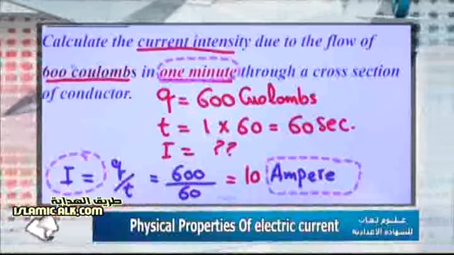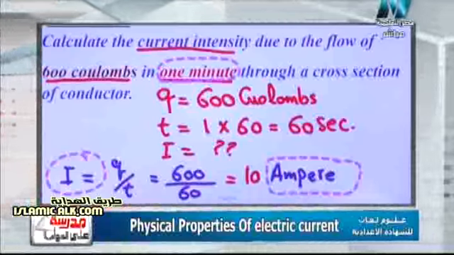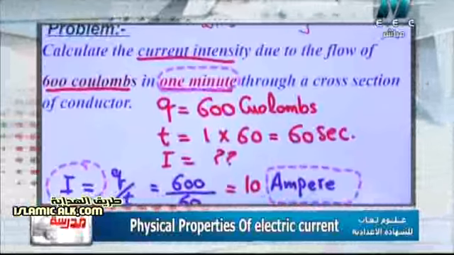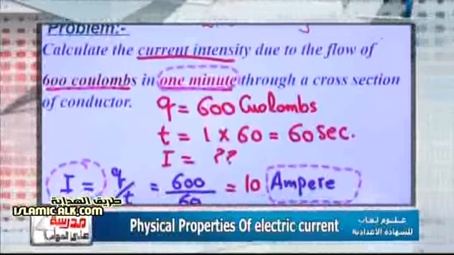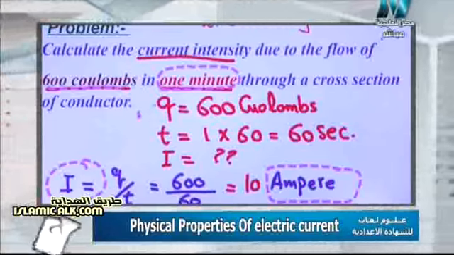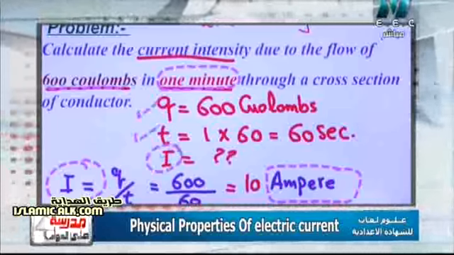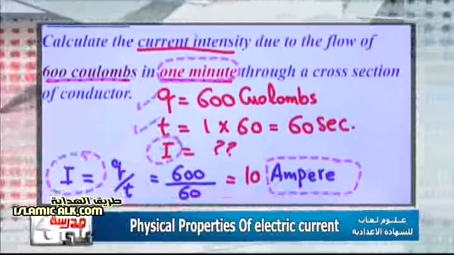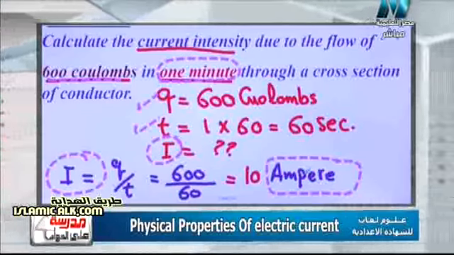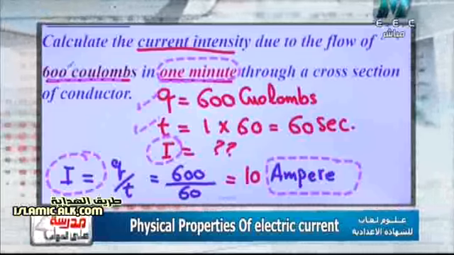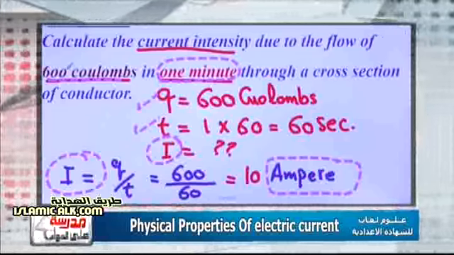Okay, dear students. As we see here in front of us, calculate the current intensity due to the flow of electric charge. I read the problem very well. Okay, we know the given as quantity of charge and time, and the unknown is the electric current intensity. At the same time, the measuring unit is very important to write beside the number, to mention the measuring unit of any quantity in this problem.